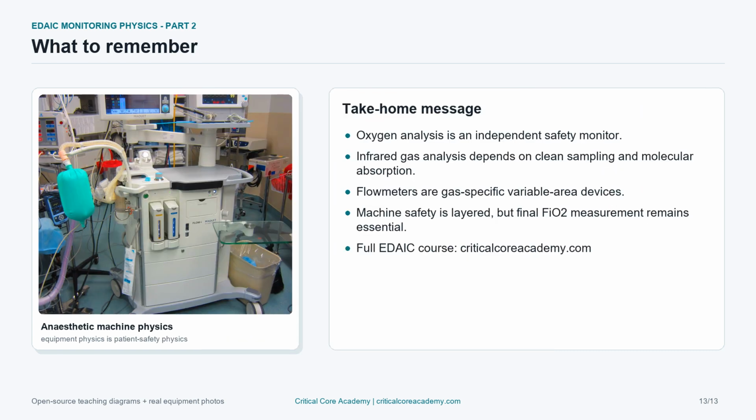Let us finish with the high-yield memory. A galvanic oxygen cell generates current from an oxygen-consuming chemical reaction. A paramagnetic analyzer uses oxygen attraction into a magnetic field and responds quickly. Infrared gas analysis measures molecular fingerprints. It can quantify carbon dioxide, nitrous oxide, and volatile agents, identify the agent, and calculate a MAC display from measured concentrations. But sampling delay, water, leaks, and line obstruction can make the display misleading.